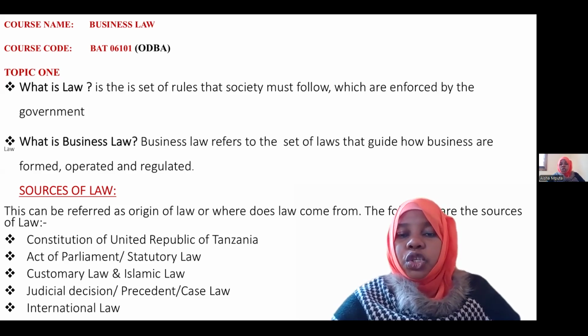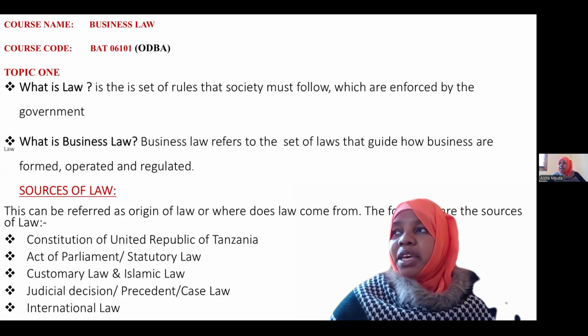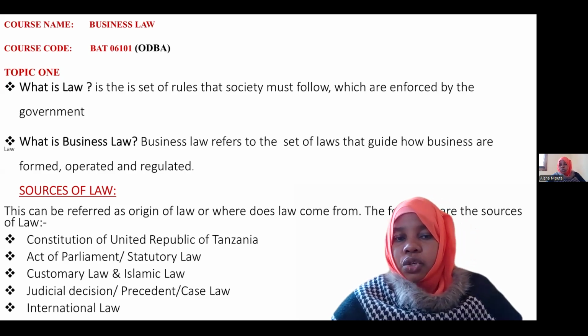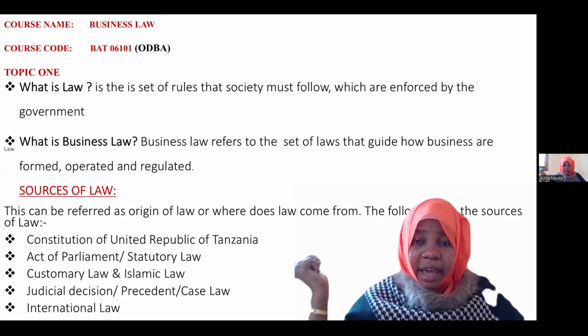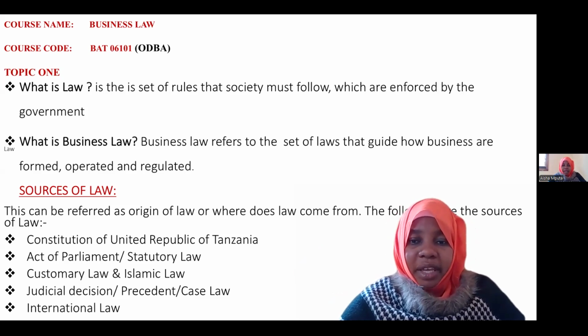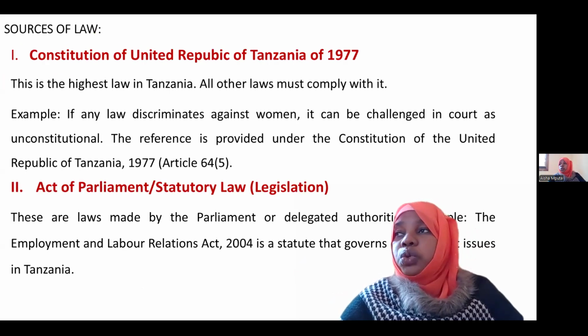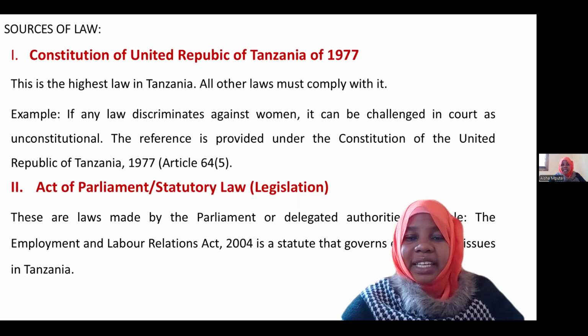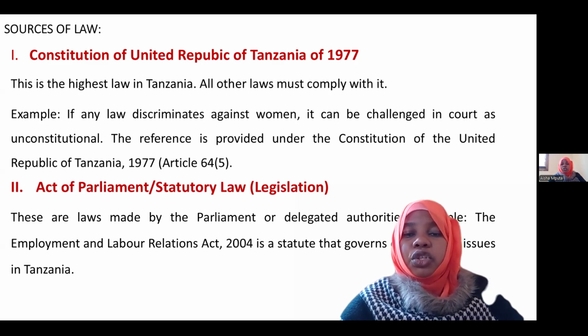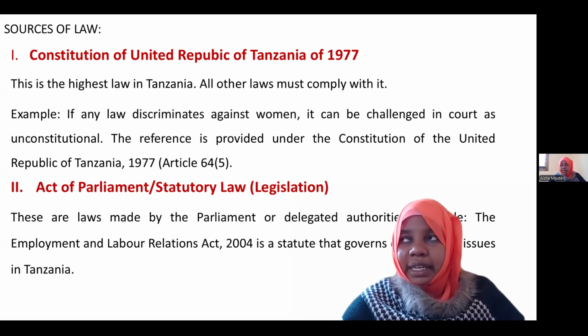When we are talking about sources of law, we are looking at the roots. Where does the law come from? We should know that the law does not come from the sky. There are various sources where the law comes from. Let me remind you, we are talking about the sources of law in Tanzania. The first source of law is the Constitution of the United Republic of Tanzania.